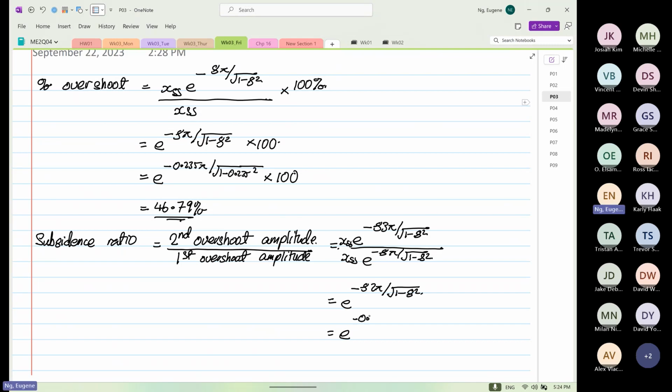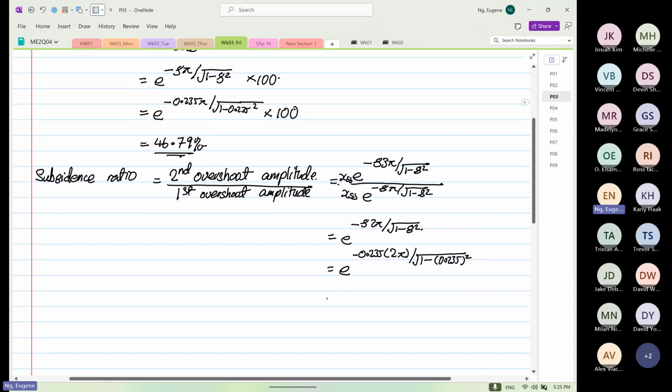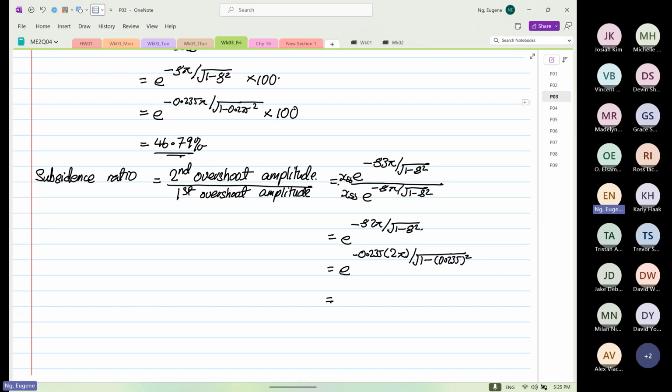Minus 0.235 multiplied by 2 multiplied by pi divided by square root of 1 minus 0.235 squared. Okay. So from here, your subsidence ratio will be equal to minus 0.235 times 2 times 3 pi divided by square root bracket 1 minus 0.235 squared, close bracket, and then exponential function, 0.219. Okay, I will do it again.